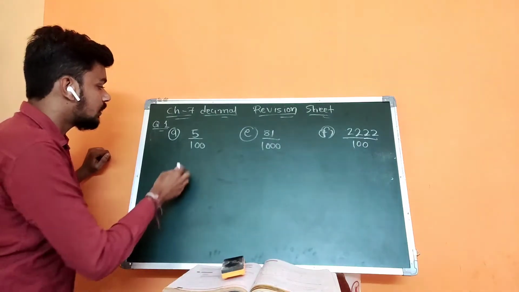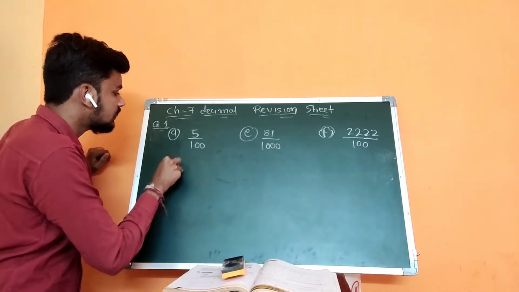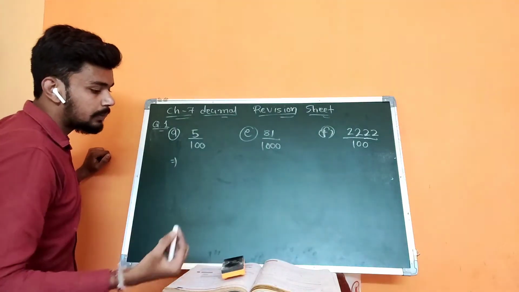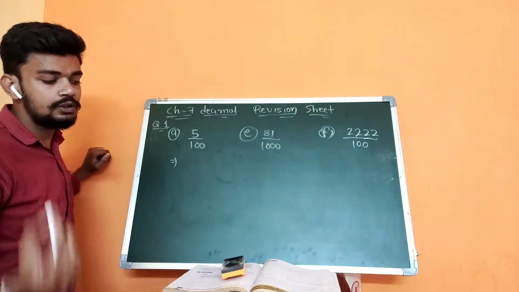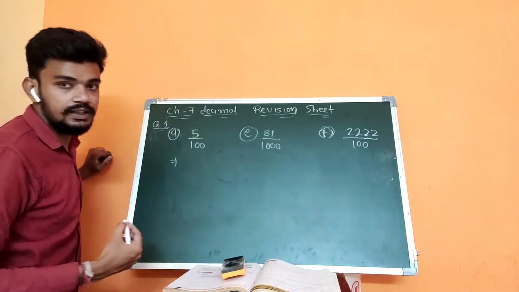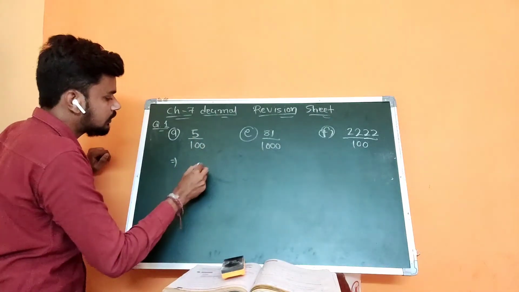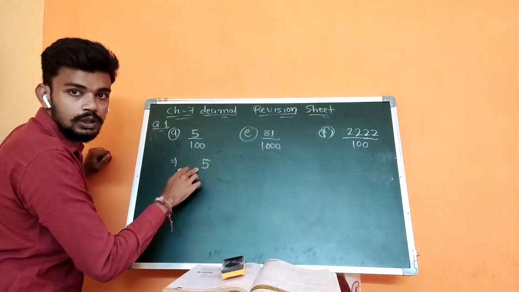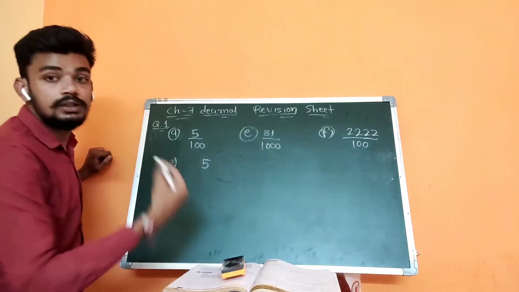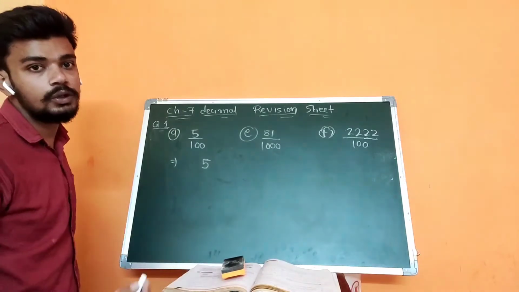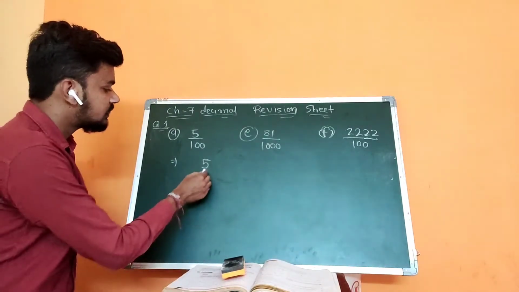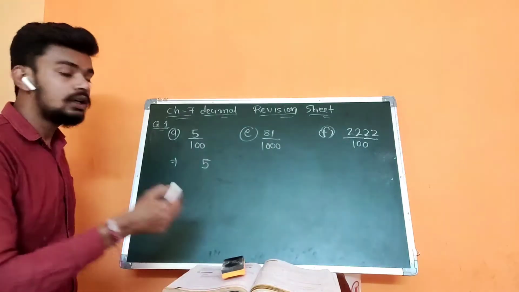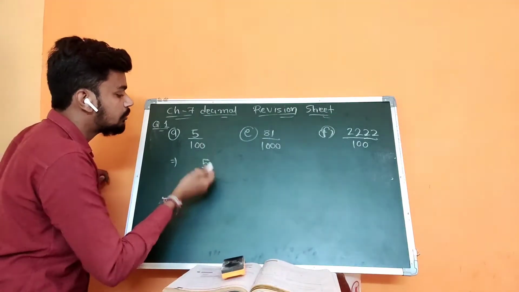Since it has 100, we need to place the decimal point after 2 digits from the right. We also know that if the digits are not enough, we put a 0 to complete the answer.